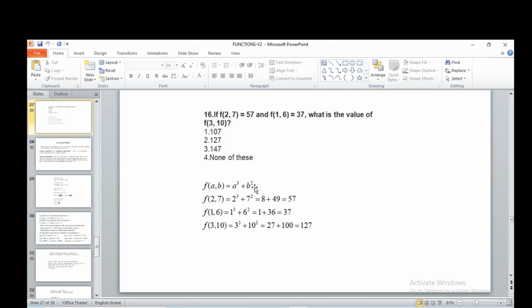So some relation is there with the function. First, f of a comma b is a cube plus b square. Defining 2 cube plus 7 square, that is 8 plus 49, is equal to 57. Then f of 1 comma 6 is 1 cube plus 6 square, that is also 37. So obviously f of 3 comma 10 is going to be 127. So option 2 is the correct answer, 127.